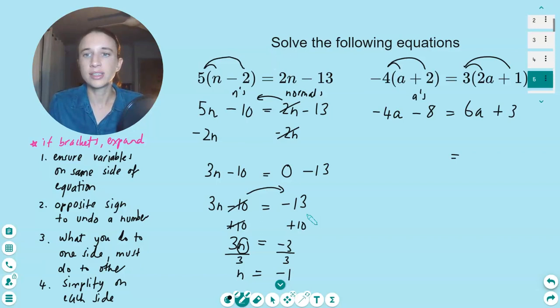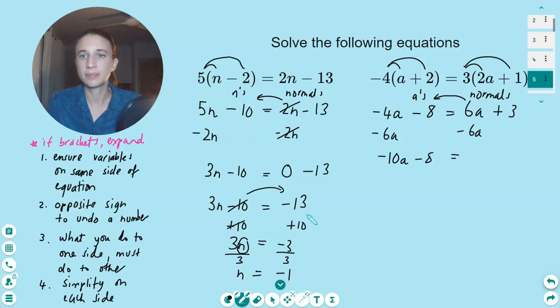Remember, A's on one side, normal's on the other, because we want to collect like terms. Now, I'm going to get the A term on that side. I need to take away 6A on both sides in order for it to cancel. Negative 4 take 6 is getting more negative. So negative 10A, take 8. Now 6A take 6A will just be 0. If you like, you can write the 0 there, or you can just cancel it. 0 plus 3 is 3. Negative 10A, take 8. Simplify if you need to.